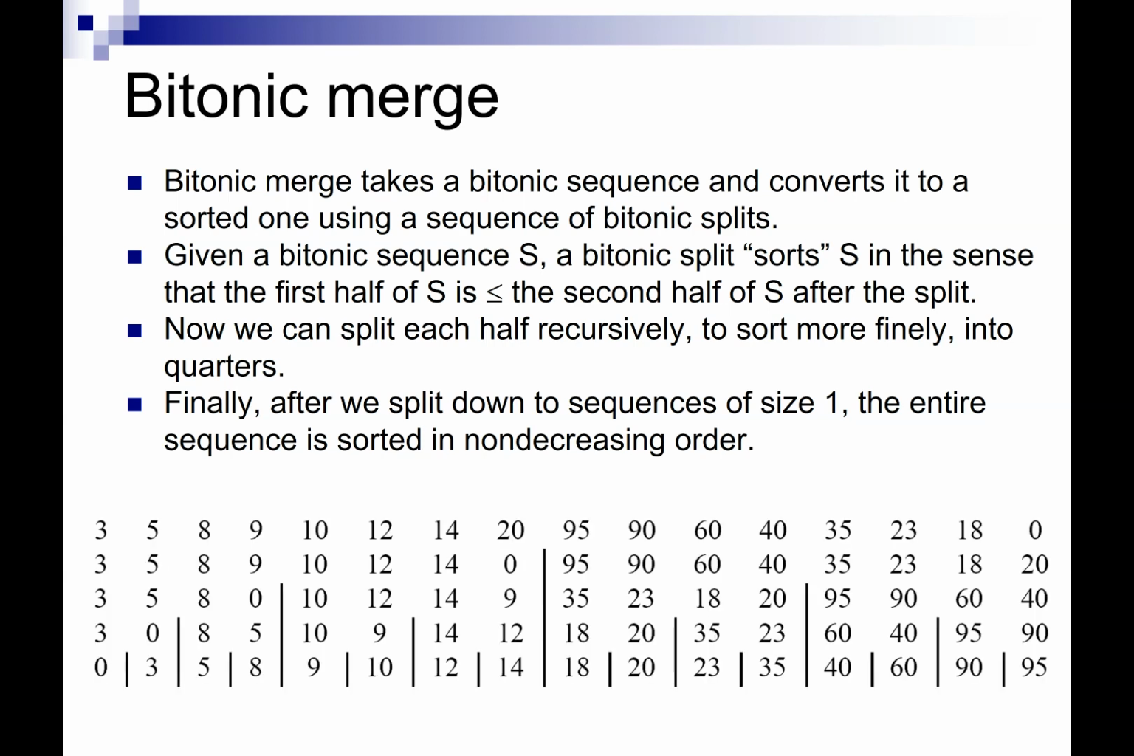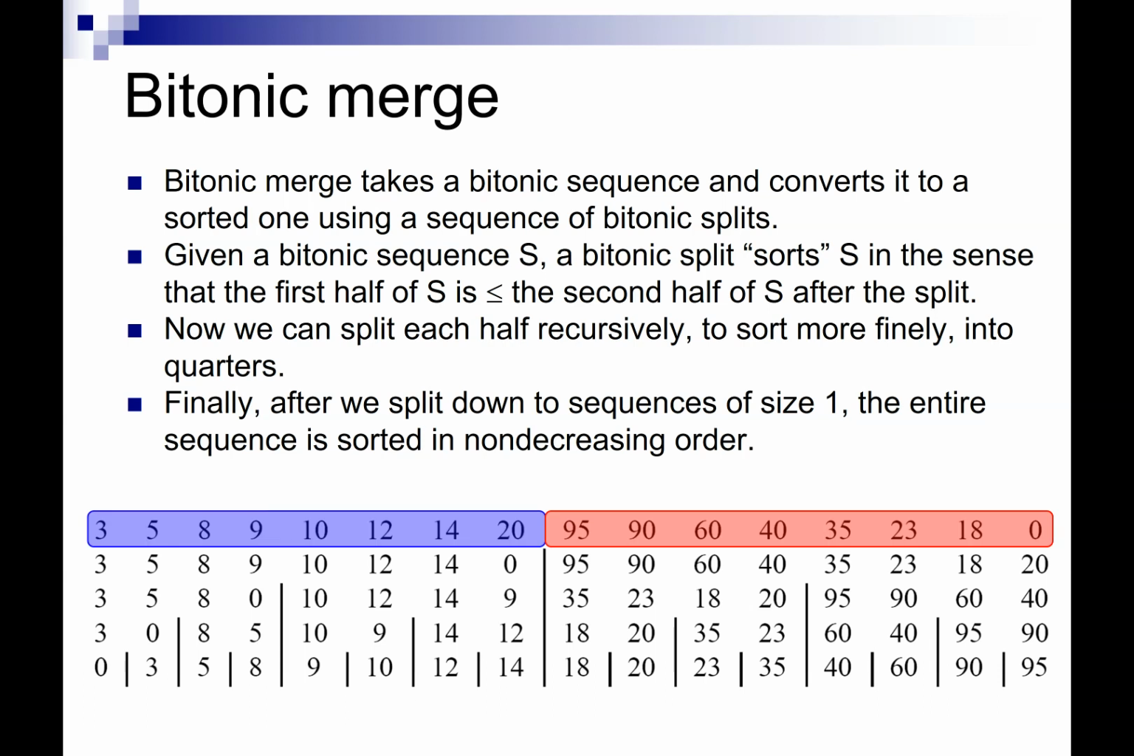Okay, so let's do an example of this. Suppose that we start with a bitonic sequence like this. In fact, I've marked out the increasing part and the decreasing part. The increasing part is blue, and the decreasing part is red. Then we're going to do a bitonic split on this.